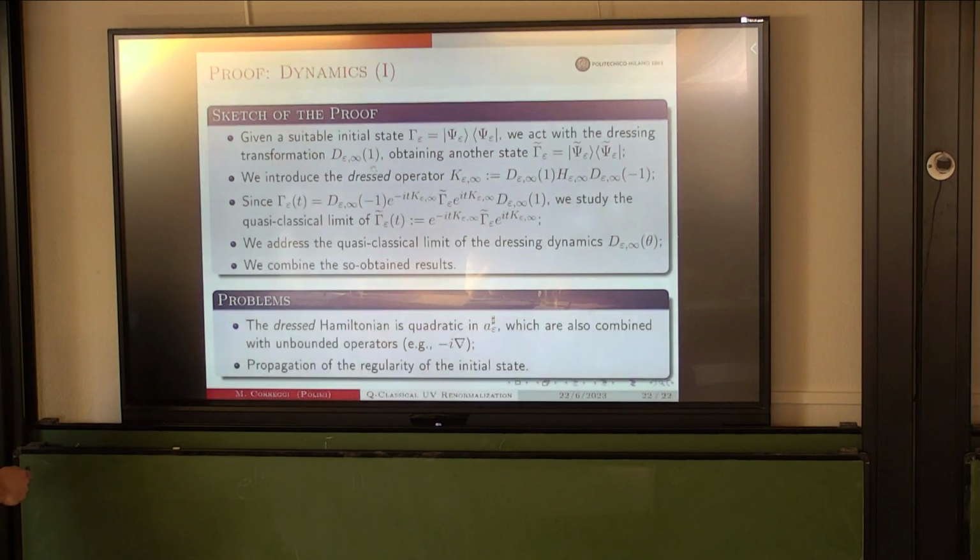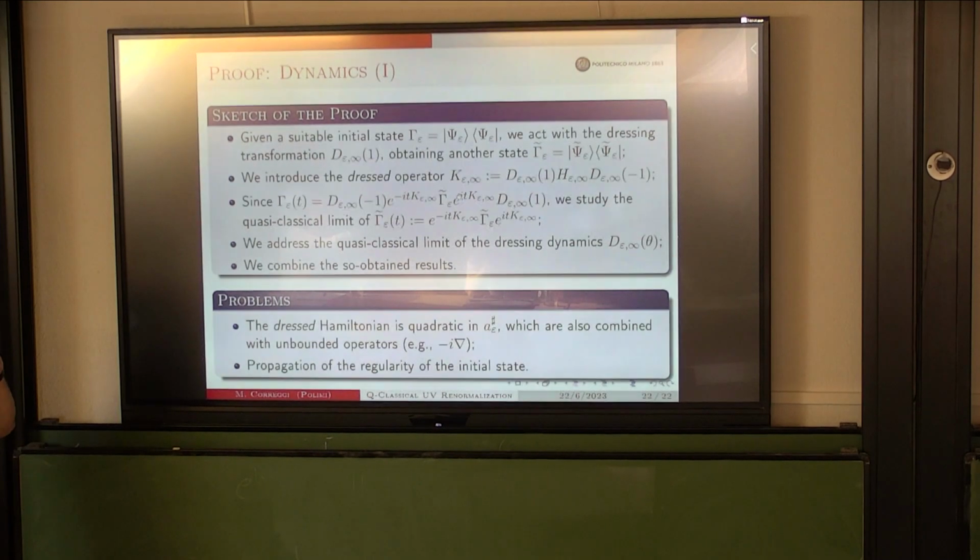The proof goes like that. You start from an initial state, say a pure state, just to simplify things, and you act with the dressing, epsilon infinity. And then you get a new one, fine. That's a unitary transformation, so it does nothing basically. And then the evolution for such a state is driven by this K epsilon infinity, which is the dressed Hamiltonian. So in order to complete the proof, you have to address this dressed evolution, look at this expression here, and prove everything for this expression here.